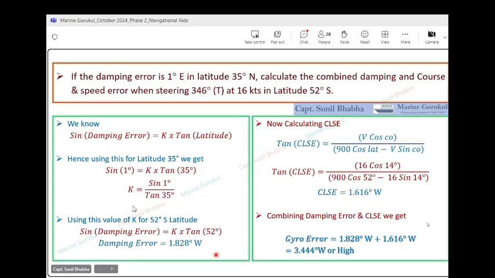Now we have both the errors known to us. Damping error is 1.828 degrees west. CLSE is 1.616 degrees west. Combining both these errors together, since they are both of the same names, we add them together and get the complete or total gyro error as 1.828 degrees plus 1.616 degrees. The answer comes to 3.444 degrees and the direction remains west or high.